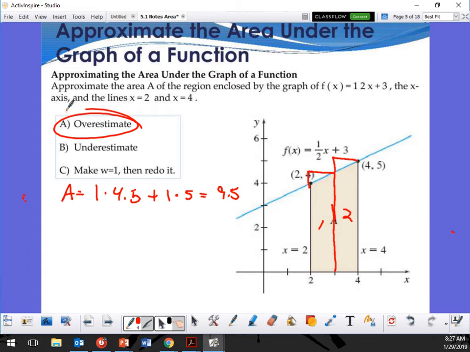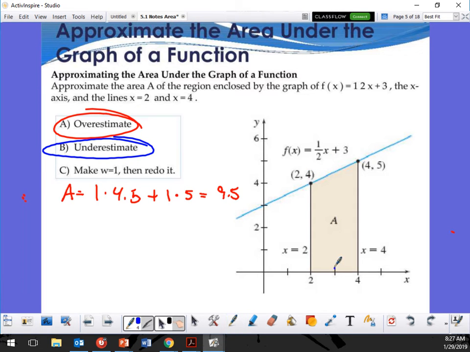This is still an overestimate, right? Yes. My width is smaller, which makes it closer to the actual value, though. So let's take a look. And now I'm going to redo the next one and overestimate.